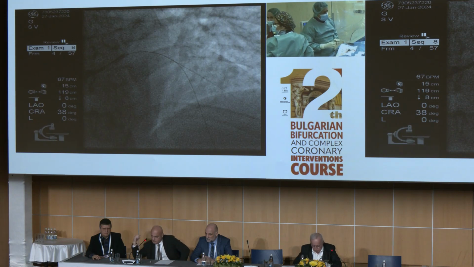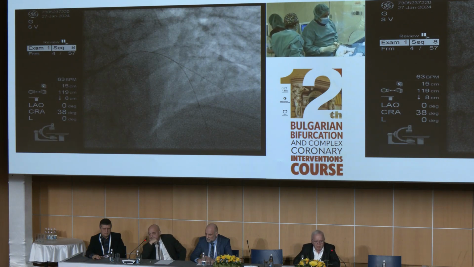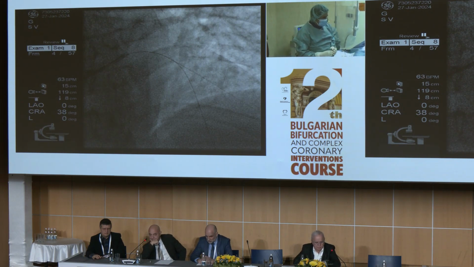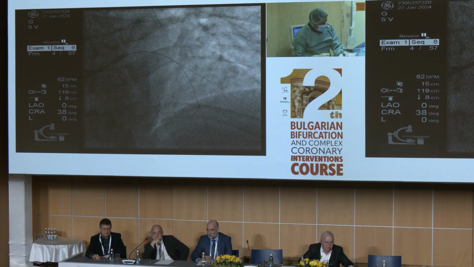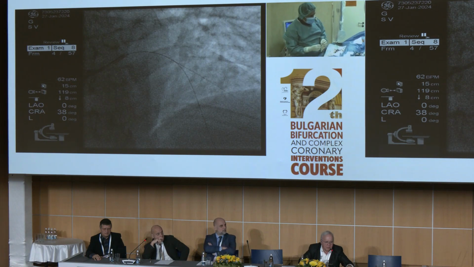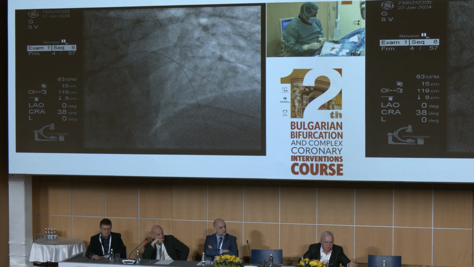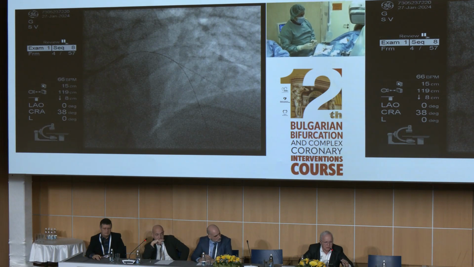So, in the meanwhile, I guess you probably will agree that we can consider this lesion Medina 110, or would you say 010? This is also some debate we had yesterday. Yes, but as the lesions are short, it is not a real matter, because if it's 010, the treatment will be the same as 110, a crossover stenting. What is important is that the diagonal has not a tight lesion at the ostium, so no discussion about treatment of the diagonal first. Yeah, that's true.